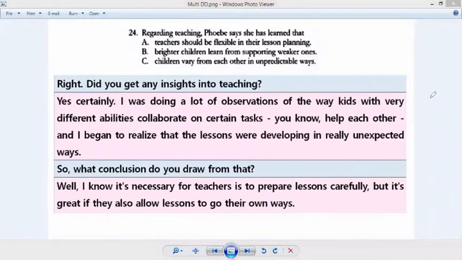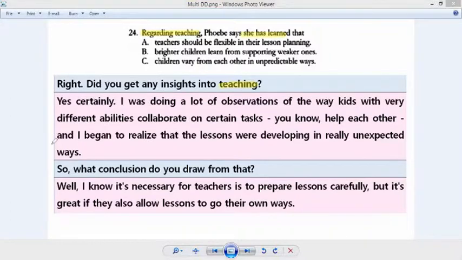Moving on to number 24. We have regarding teaching, and what has she learned? So again, we have here teaching. That's our keyword that tells us, hey, here's number 24, right? And then we're just listening for the right answer. What did she learn? I was doing a lot of observations about the way kids with very different abilities collaborate on certain tasks. Okay, let's collaborate. Help each other. I began to realize that the lessons were developing in really unexpected ways.